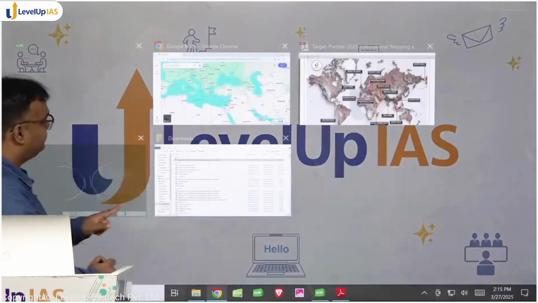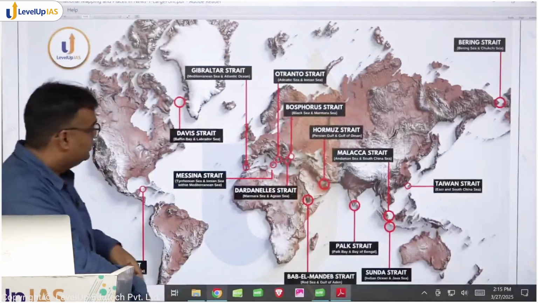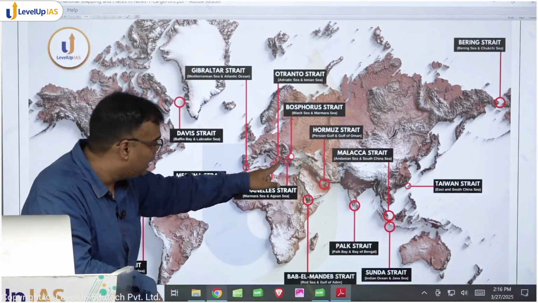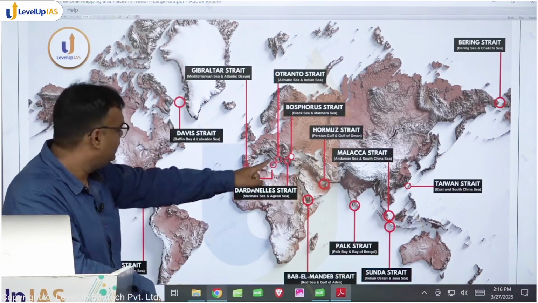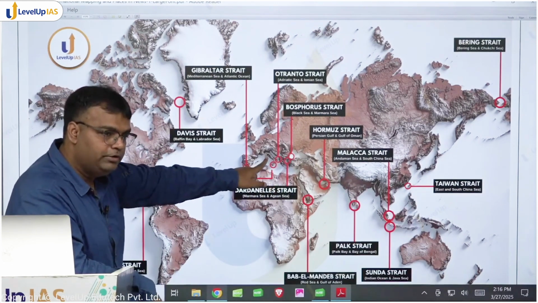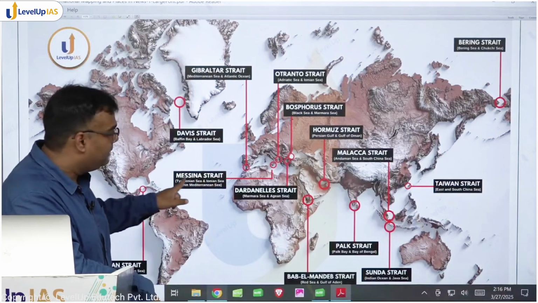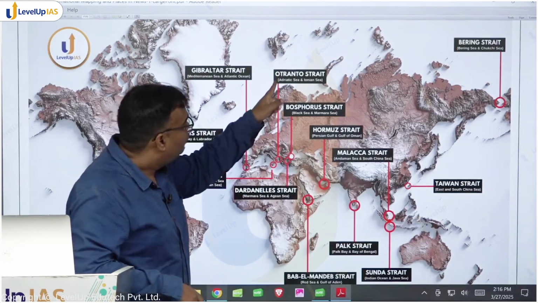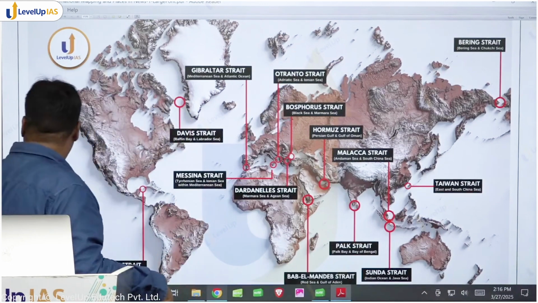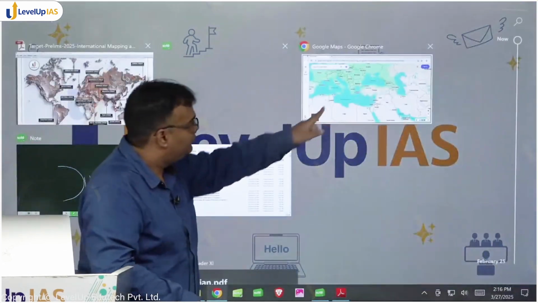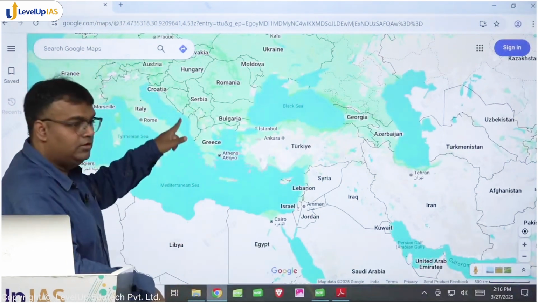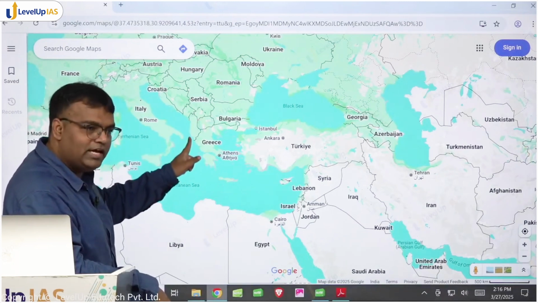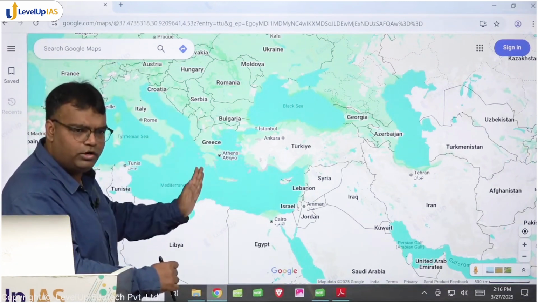This strait is called Messina Strait. It connects on this side Ionian Sea and on this side Mediterranean Sea. This side we will call Ionian Sea, here we will call Mediterranean Sea. What is the strait called? Messina Strait. Then you will also have another strait called Otranto Strait. Otranto Strait is nothing but this one. This is Adriatic Sea, this is Ionian Sea, and in between this one, this can act as a strait, a small water body connecting these two larger bodies.